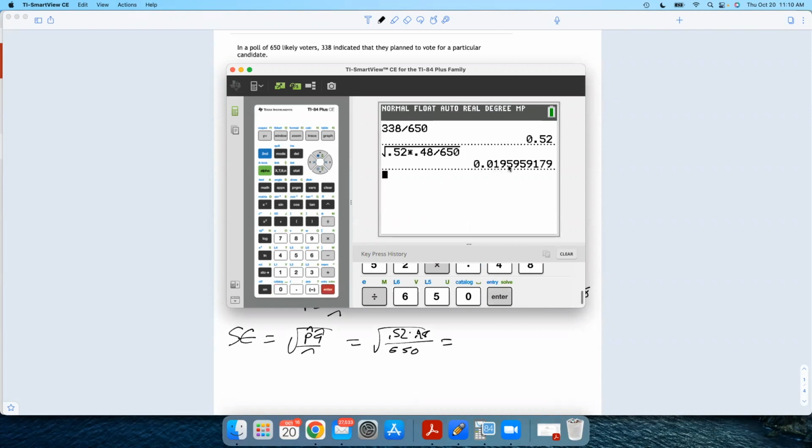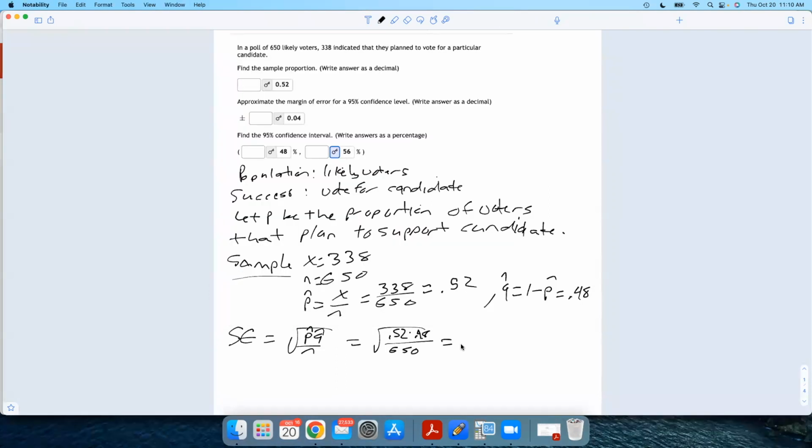0.01, well, that's definitely going to round up. So I'm just going to call this 0.02. Then our margin of error is our appropriate Z star times the standard error. For 95%, you got this list. It's in that document I just showed. You don't have to memorize these numbers.